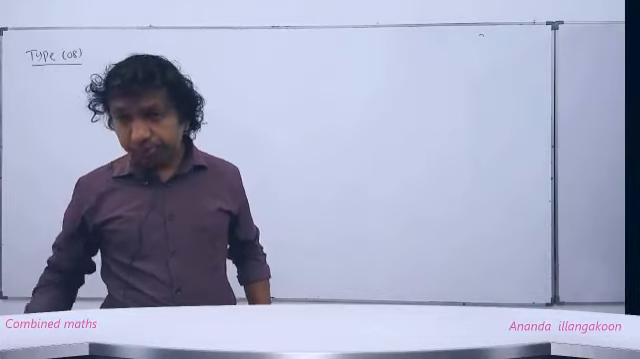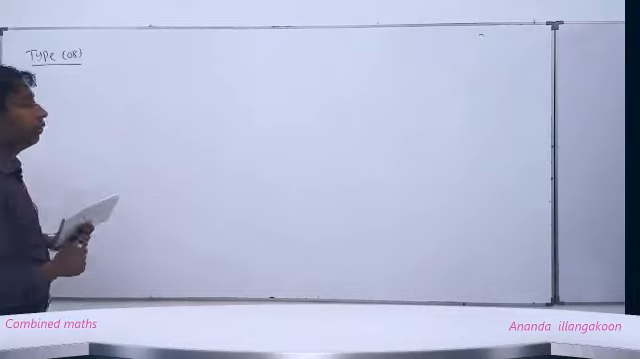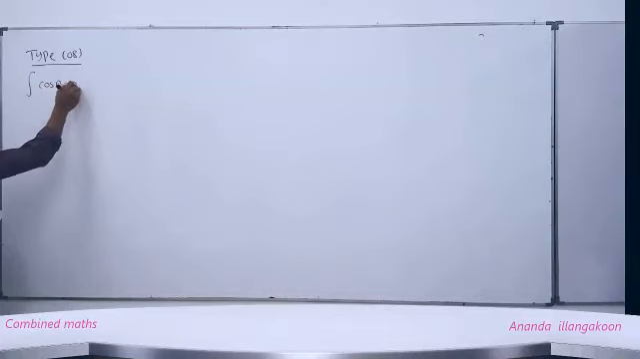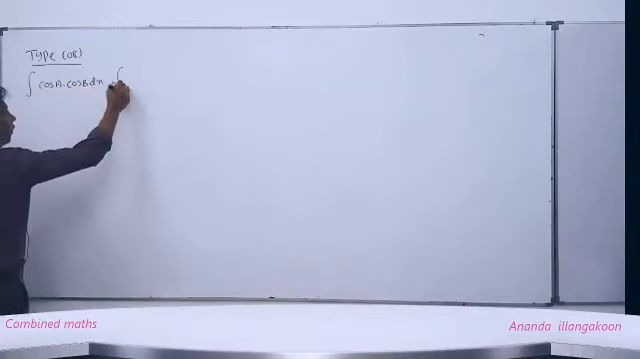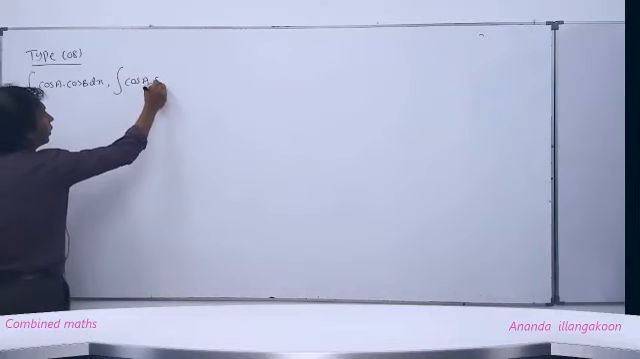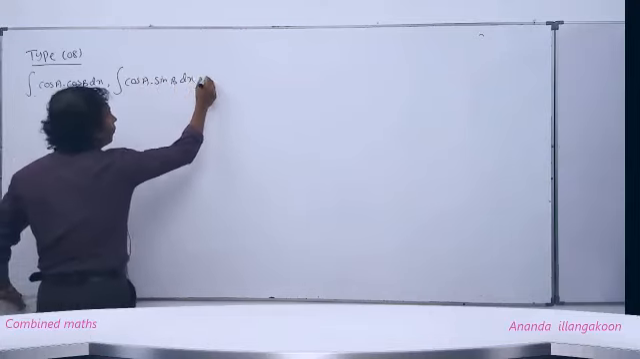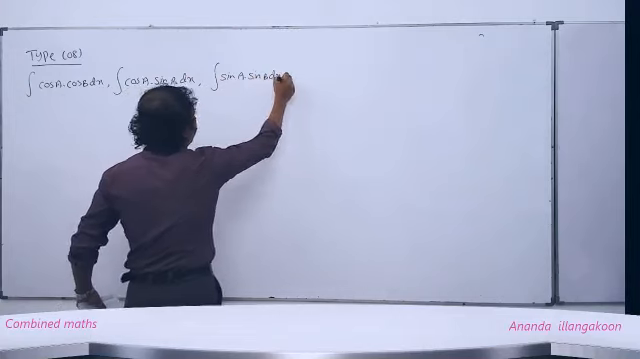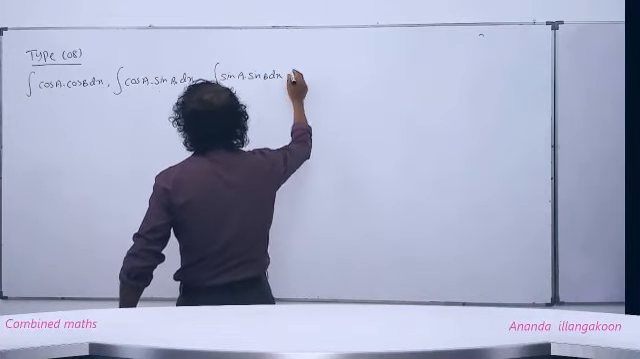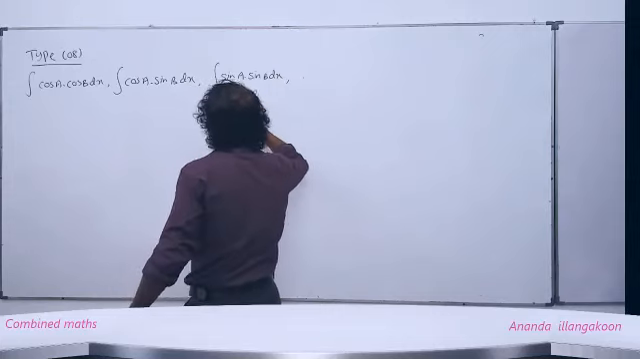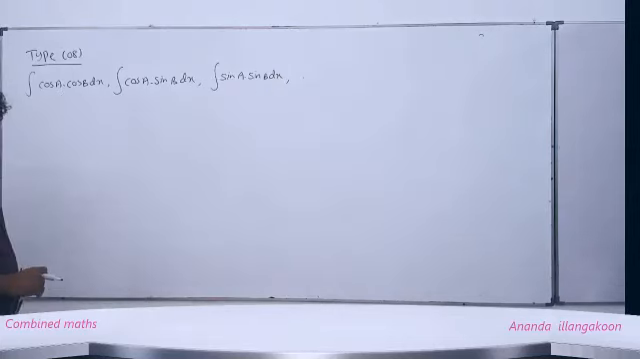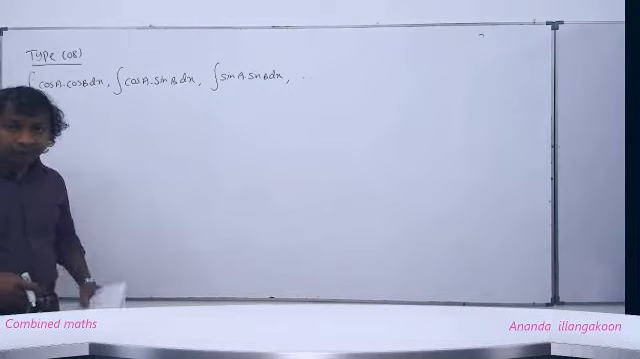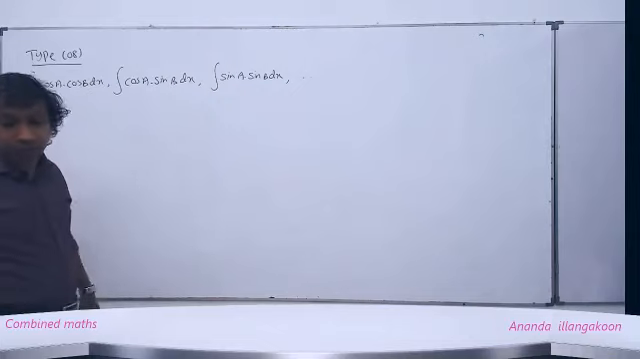We're supposed to discuss this kind of integrands: cosine product, cosine sine product, and sine product. This kind of integrand. We have a product of cos cos, cos sine, or sine sine. Right? This kind of integrands in this type we are supposed to discuss.